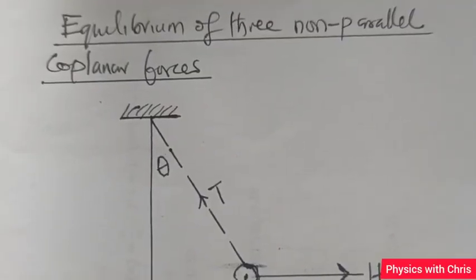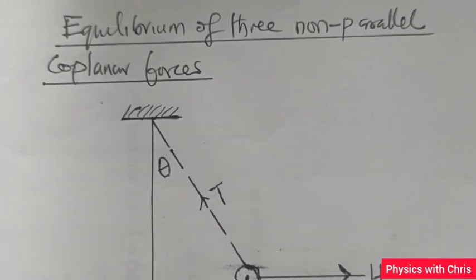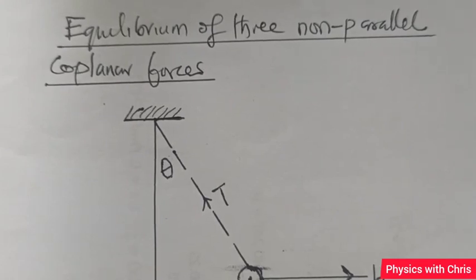Before I ended the last video, I started talking about the equilibrium of three non-parallel coplanar forces. That is, three forces are in equilibrium and they are non-parallel, but they are coplanar. Coplanar forces act on the same plane. We also have forces that act along the same straight line. We call them collinear forces.